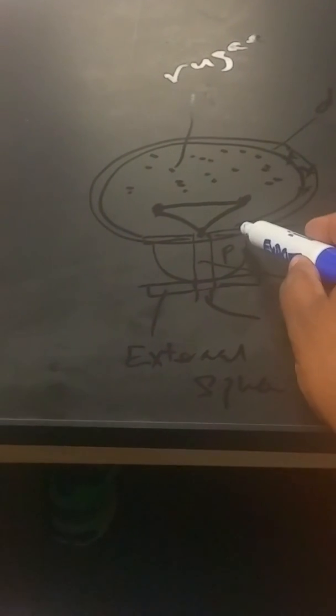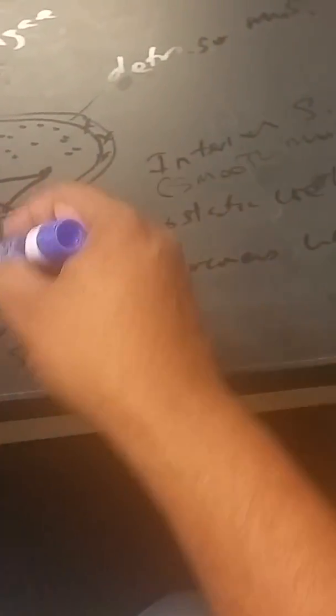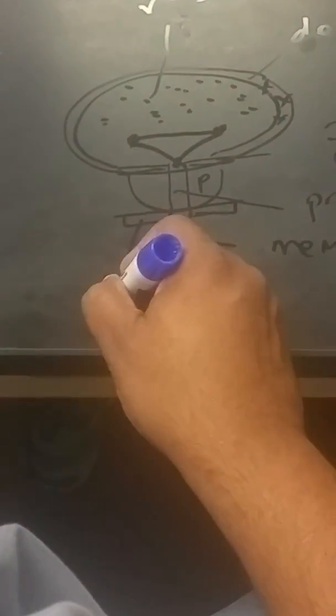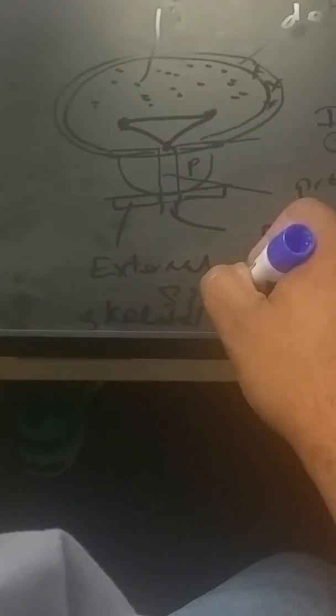Now remember I said this is the internal sphincter and this is the external sphincter. What is unique about both sphincters is that they're made of two completely different types of muscle, right? The internal sphincter is made up of smooth muscle, whereas the external sphincter is made up of skeletal muscle.